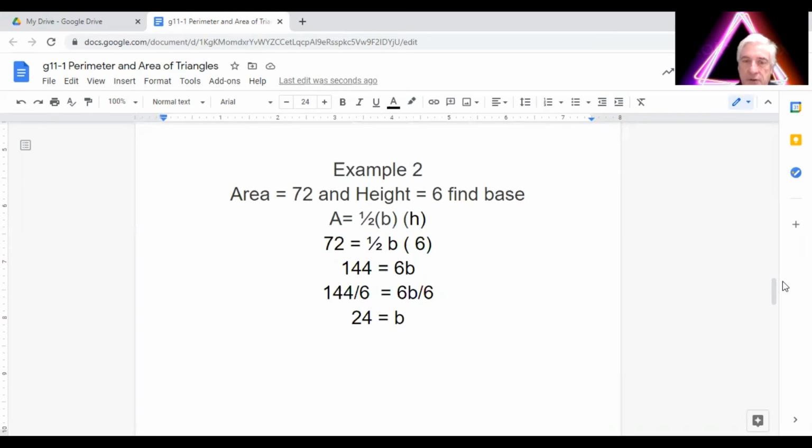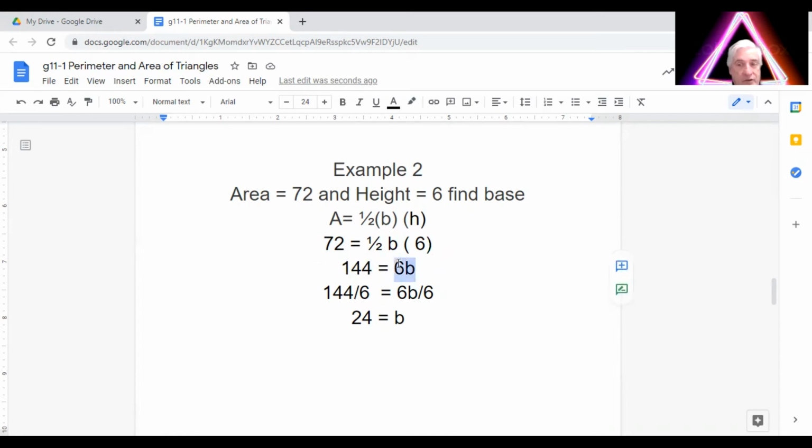So 72 is equal to 1/2 base, and the height is 6. What's the opposite of 1/2? That is, what's the opposite of divide by 2? That's right. Everybody in class knows that the opposite of divide by 2 is multiply by 2 on both sides. So I get 144 equals 6b.